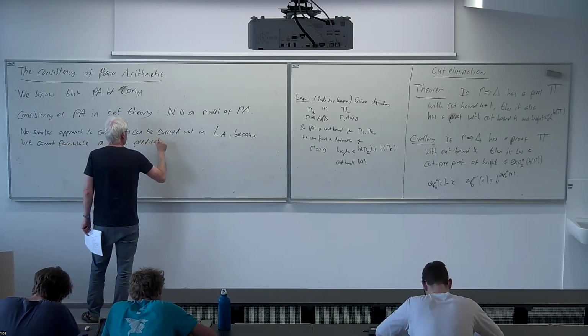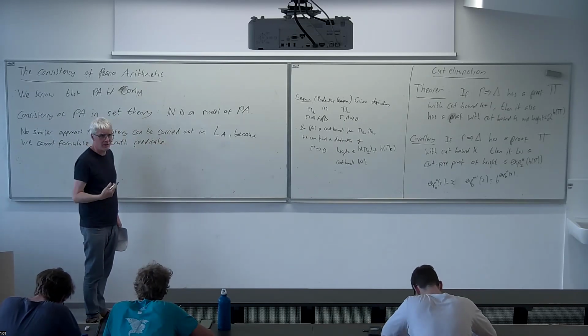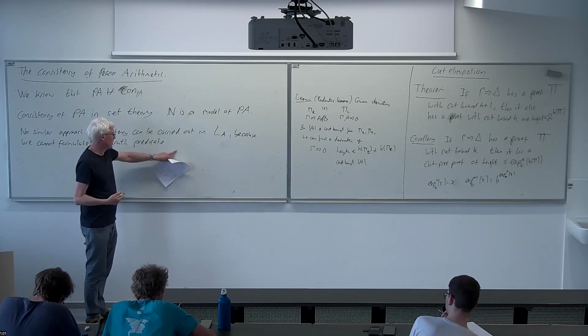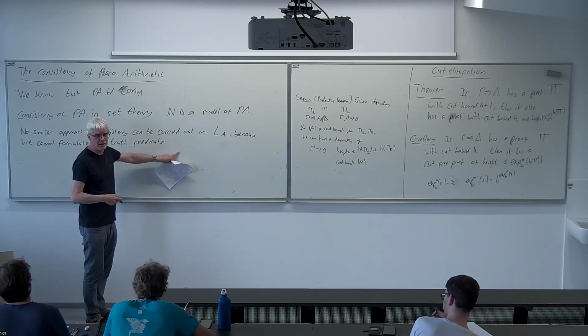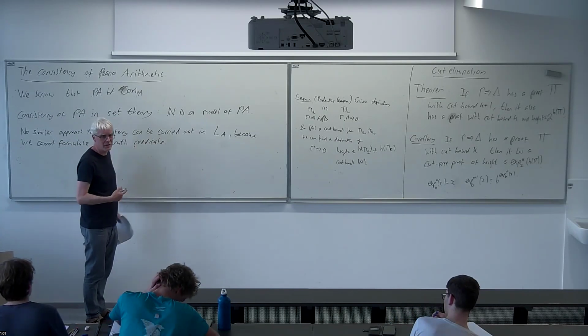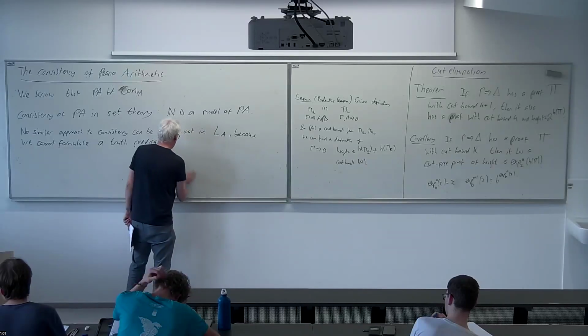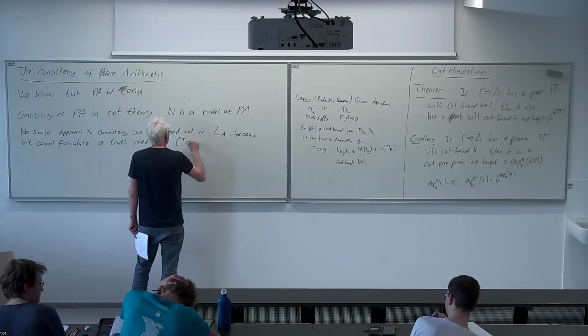So as I said, this was something we did in the exercise class a couple of weeks ago, using the diagonal lemma of Gödel, and it's something that was due to Tarski in the 1930s. He realized that you can't express a truth predicate in the language of arithmetic. So this is Tarski.